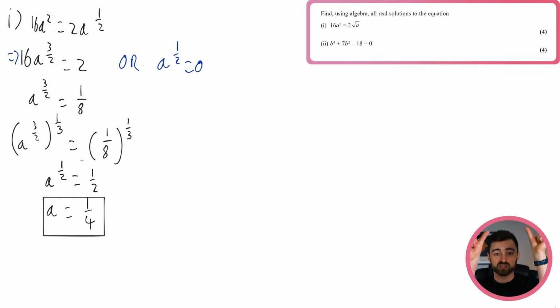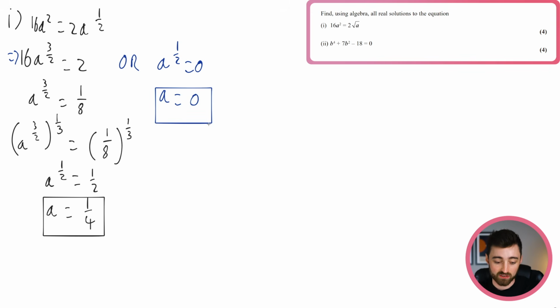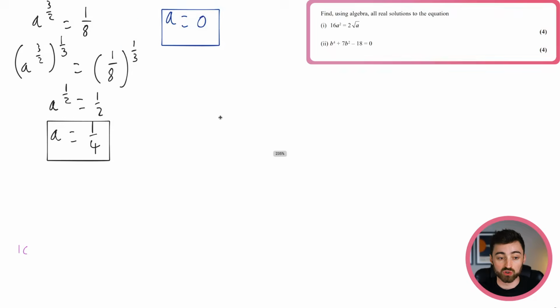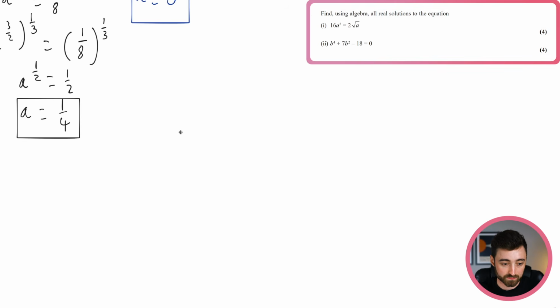You've essentially now just got two sets of equations, haven't you? On the left, that gives me this solution, and then this one here gives me this solution. So I have two solutions to this equation. A is a quarter and a is 0. Fantastic. What does part B say?